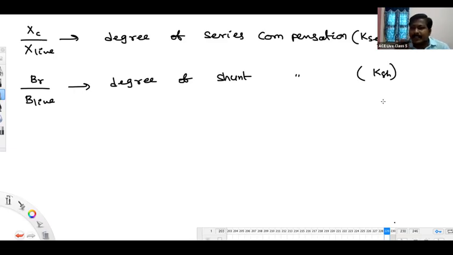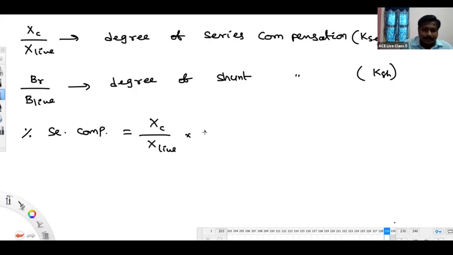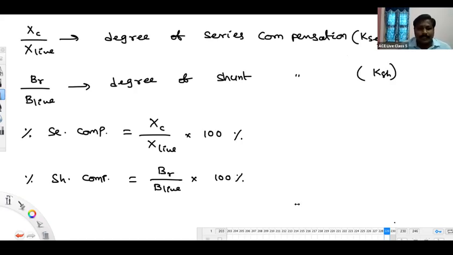And sometimes we say percentage series compensation, percentage shunt compensation. That is simply KSC multiplied by 100%, KSH multiplied by 100%. Percentage series compensation is XC by X line, so called KSC, into 100%. Percentage shunt compensation will be BR by B line into 100%.